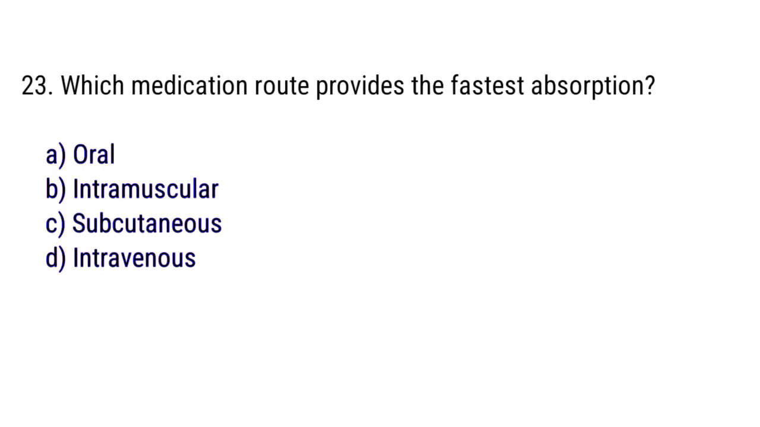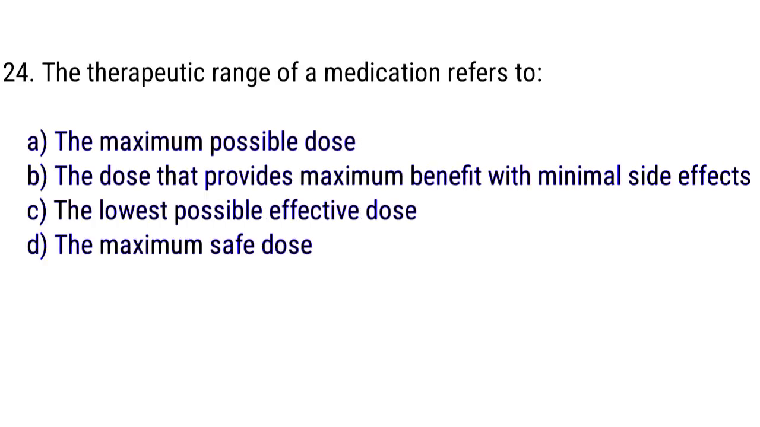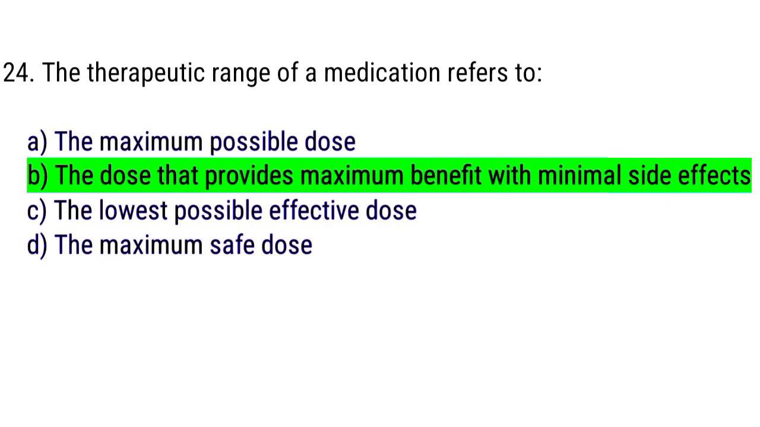Question number 23. Which medication route provides the fastest absorption? The right answer is option D. Intravenous. Question number 24. A therapeutic range of a medication refers to. The right answer is option B. The dose that provides maximum benefit with minimal side effects.